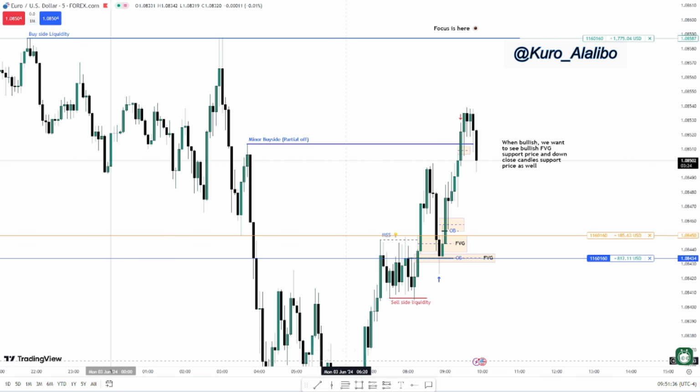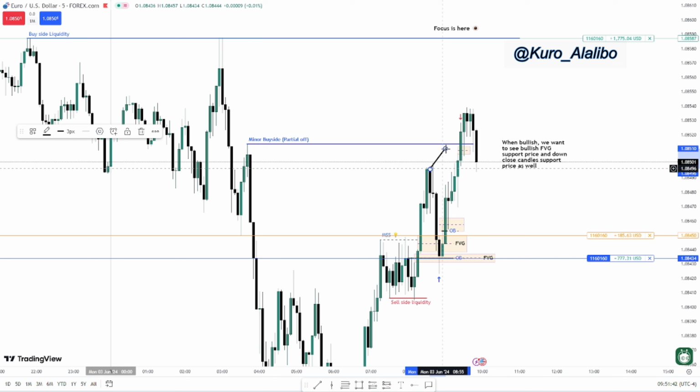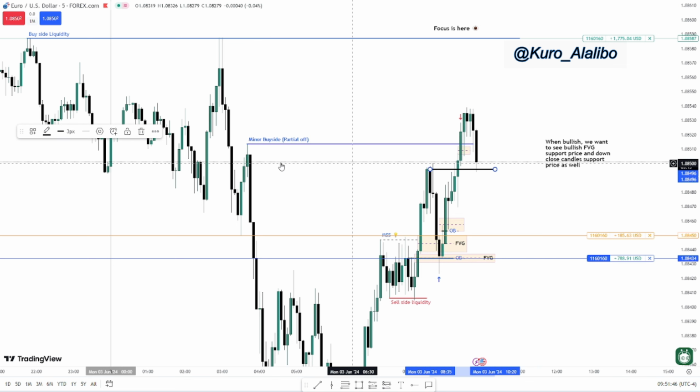So we have a retracement back to the order block right there. There we go.